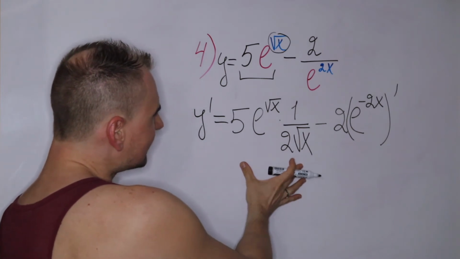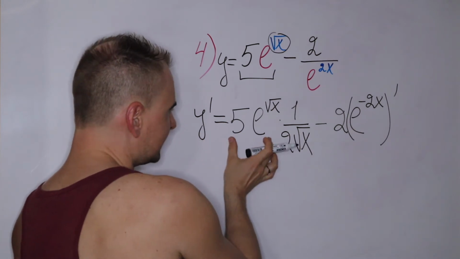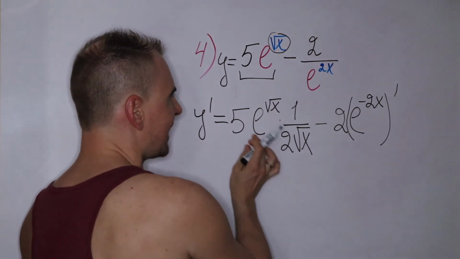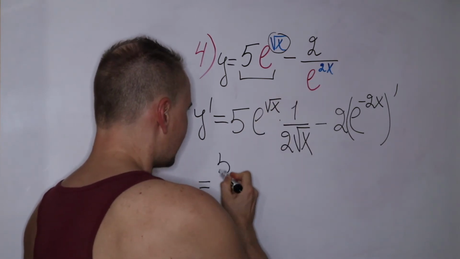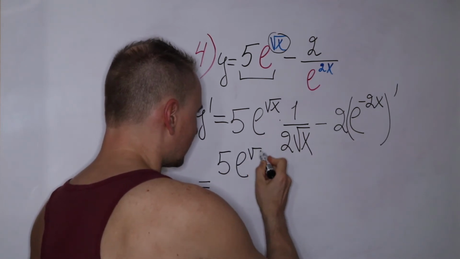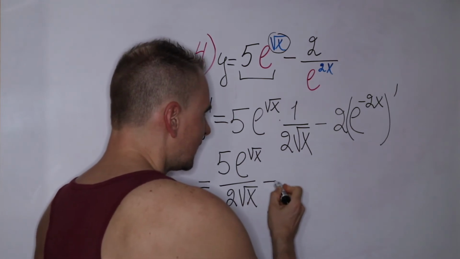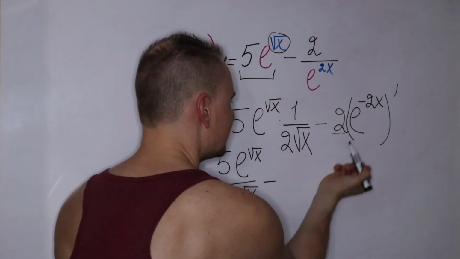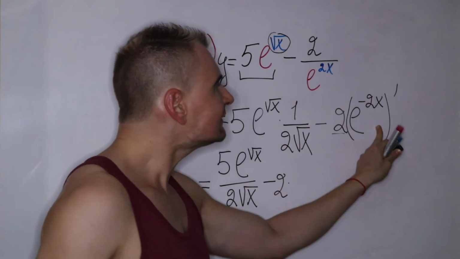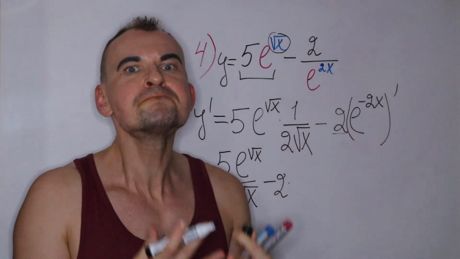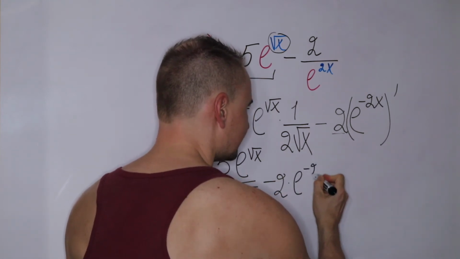And I'm going to rewrite the first piece as is. The way I would like to clean up, just place this 5 times e to the square root of x on top of this fraction. So it becomes 5e to the square root of x over 2 square root of x. You want to keep this subtraction, so you want to keep this coefficient in front, times. And again, at this point, chain rule comes in. So the derivative of e is going to be just e to the negative 2x.